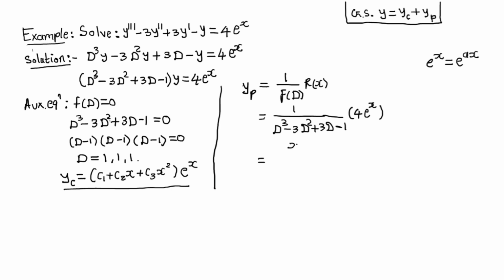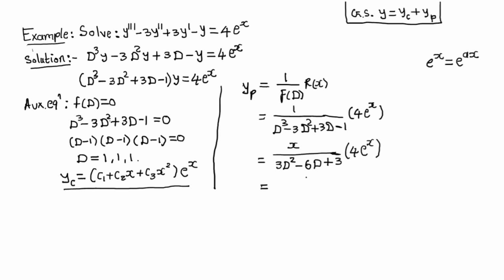So multiplying the numerator with x, 1 into x gives me x. I'm differentiating this whole denominator with respect to D, then it will give me the derivative of D cube, which is 3D square. The derivative of 3D square gives me 6D. The differentiation of 3D will be 3 and differentiation of 1 will be 0. And my forcing function will be as it is, 4 e raised to x.